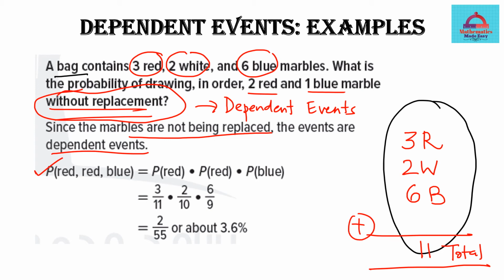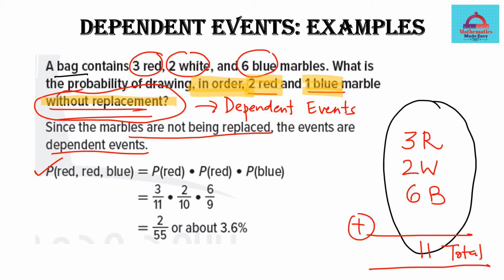So what is the order that is specified? Very important. Let me just highlight this point for you. The order is already mentioned: in order, you are drawing the marbles. And what are the marbles? There are 2 red and 1 blue that you want. And this is definitely without replacement. Very important piece of information.